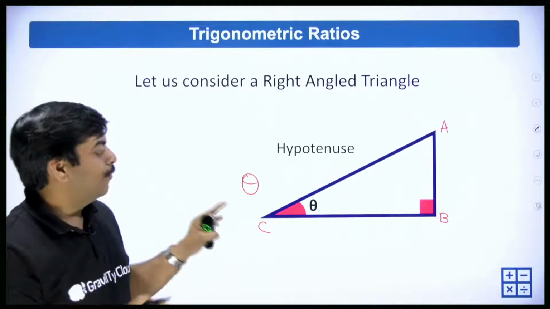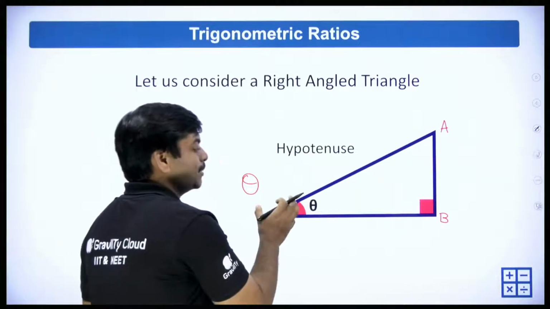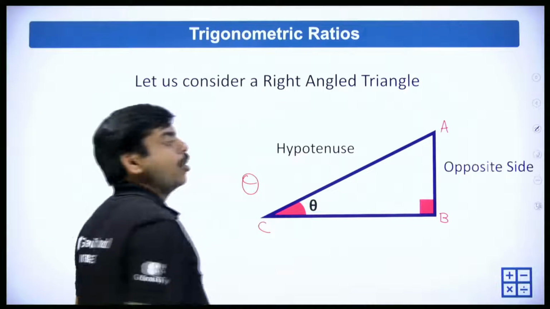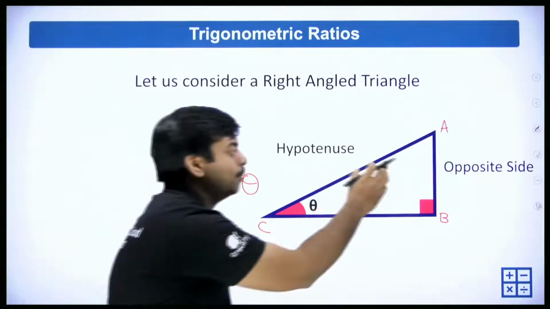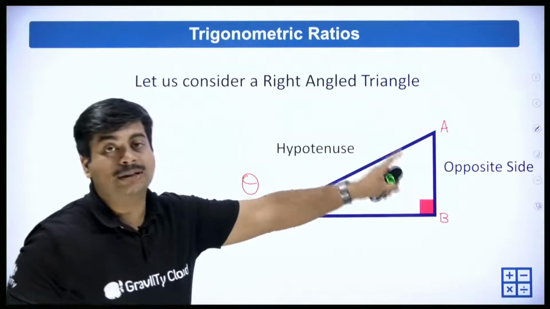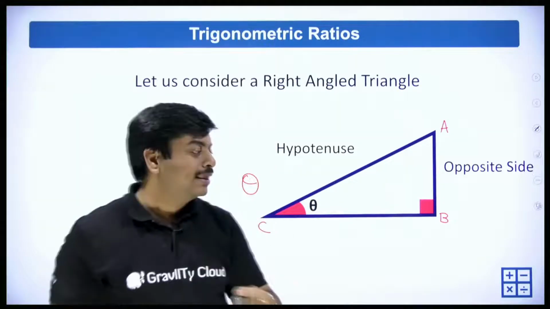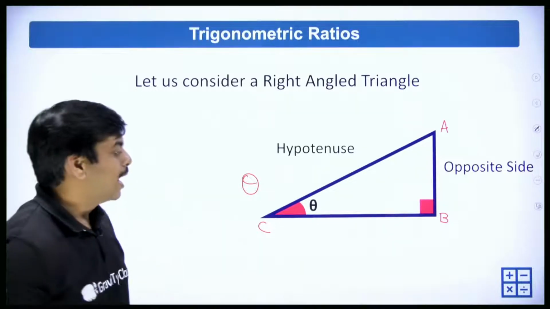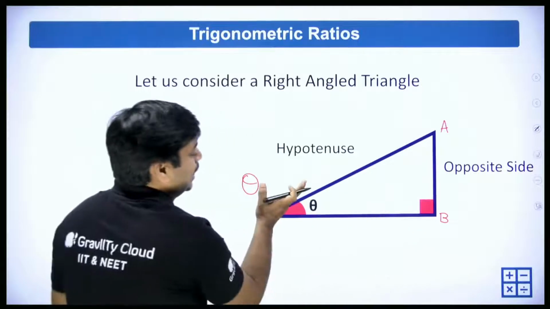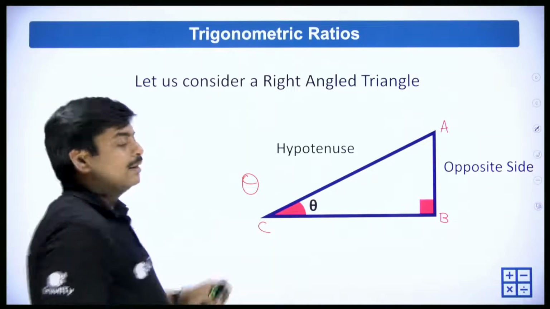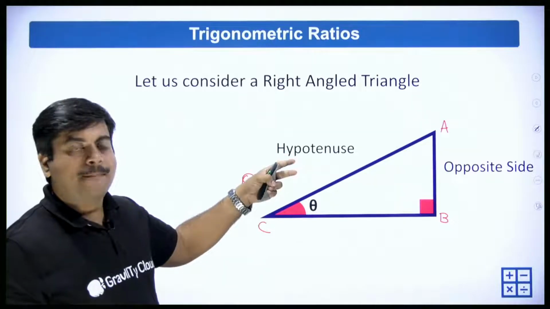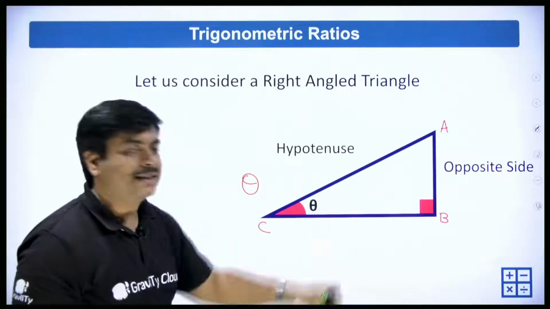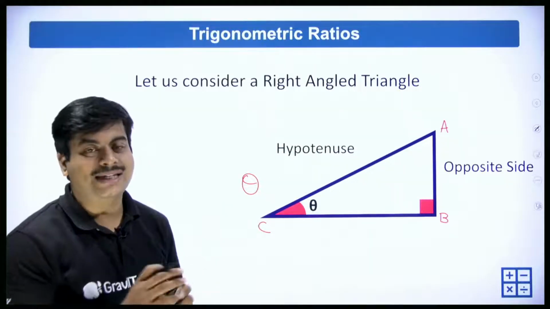With respect to theta, whichever side is opposite to that theta is called the opposite side. So AB is called the opposite side, as it is opposite with respect to the angle theta. And the side BC is just adjacent to this angle, right? These two are adjacent, side by side. But we already named the other side as hypotenuse, so this side BC we will name as the adjacent side.